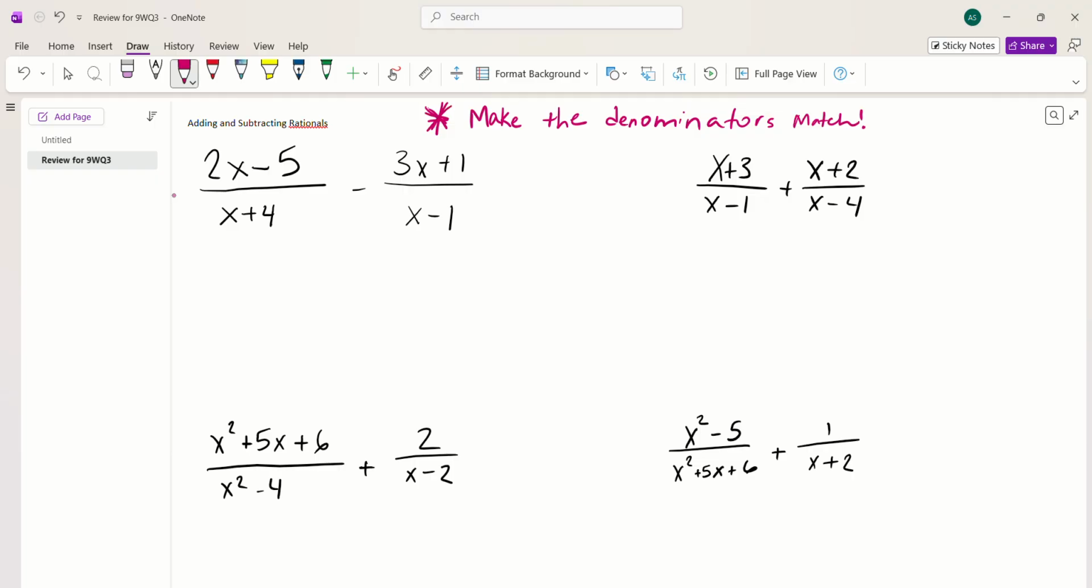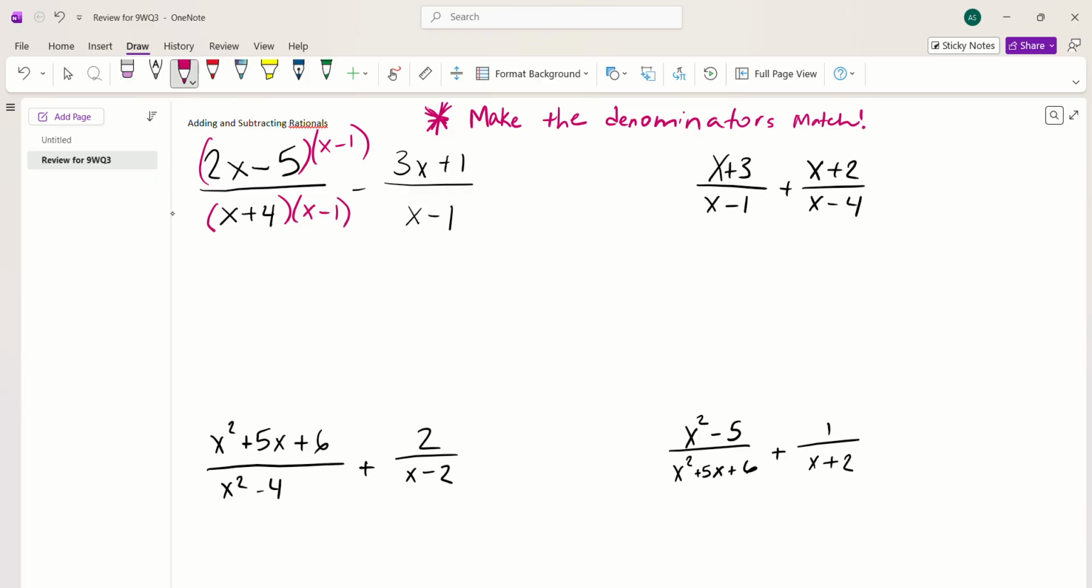So if I'm looking at this first problem here, I'm going to see this denominator has an x plus 4 and this one has an x minus 1. So what I need to do to make them match is to multiply this x plus 4 fraction by what it's missing. It's missing the x minus 1. So I'm going to multiply this guy by x minus 1 over x minus 1.